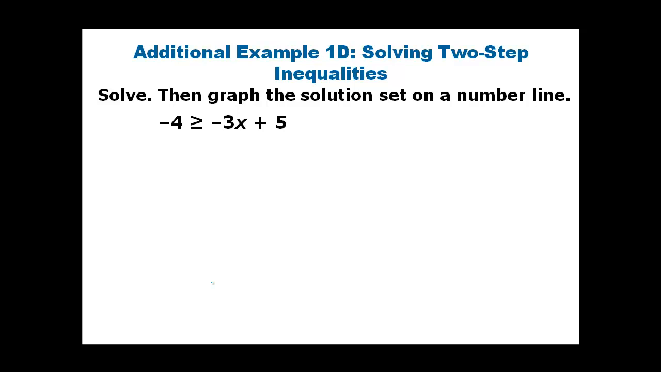Solve, then graph the solution set on a number line. We have negative 4 bigger than or equals to negative 3x plus 5. Which numbers do I need to take out? I need to take out negative 3 and plus 5. Which one will I start with first? I will start with plus 5 and then negative 3.